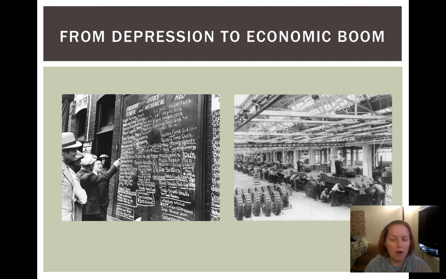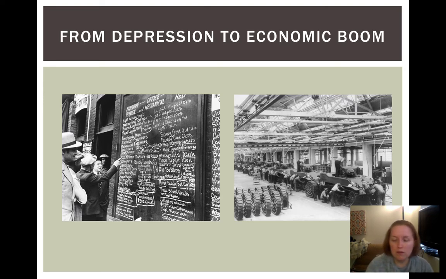So FDR offers incentives to businesses to increase production. He gives them loans, tax breaks, guaranteed contracts. There's all this new scientific research and technological research that gets sponsored because of the war. And it helps to develop new technologies that not only help to win the war, but also are going to transform American life after the war.